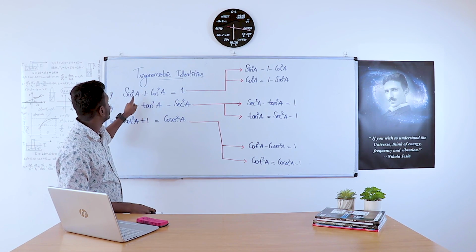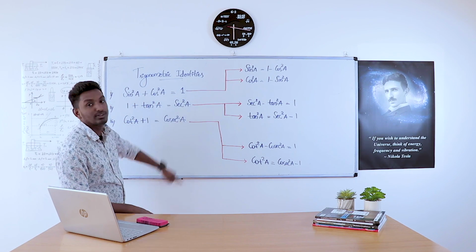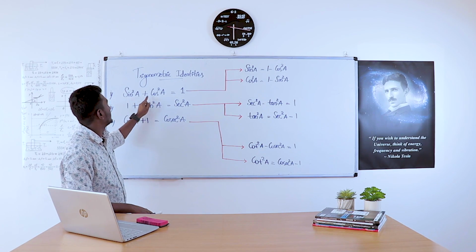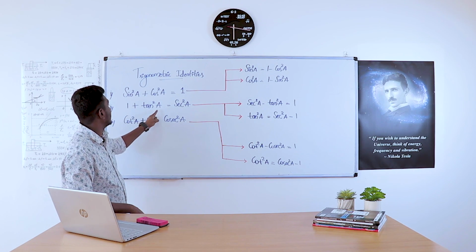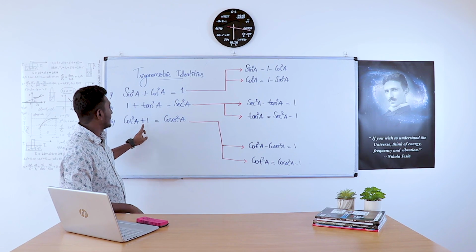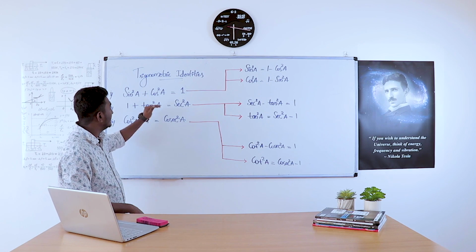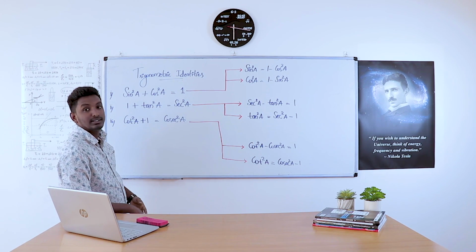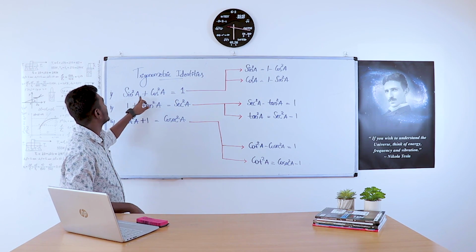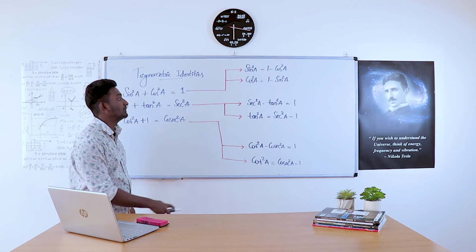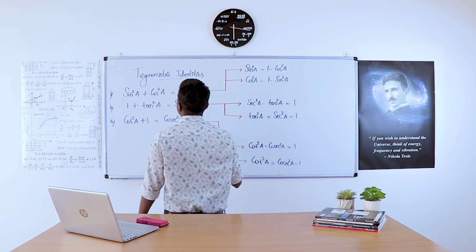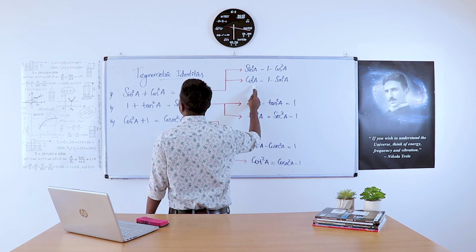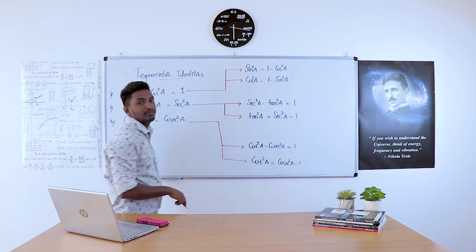The first one is sin square a plus cos square a equal to 1. Second one is 1 plus tan square a equal to sec square a. Third one is cot square a plus 1 equal to cosec square a. Each identity can be split to make other equations. From sin square a plus cos square a equal to 1, we can write sin square a is equal to 1 minus cos square a, and cos square a equal to 1 minus sin square a.